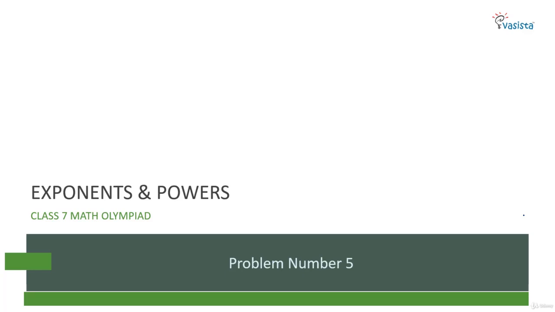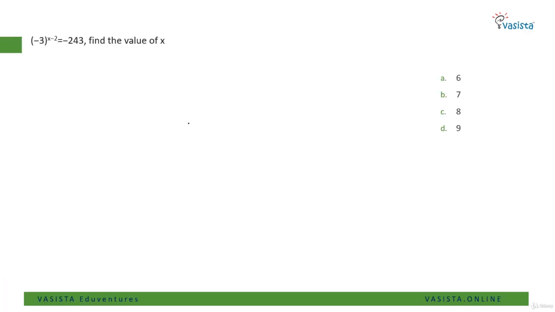And let us start working on problem number 5 based on exponents and powers. So the question now: (-3) to the power of x minus 2 is equal to -243. Find the value of x. So the question: (-3) to the power of x minus 2 is equal to -243.